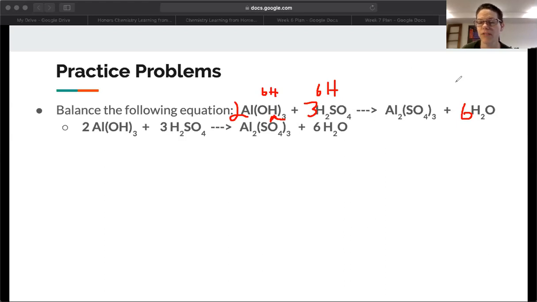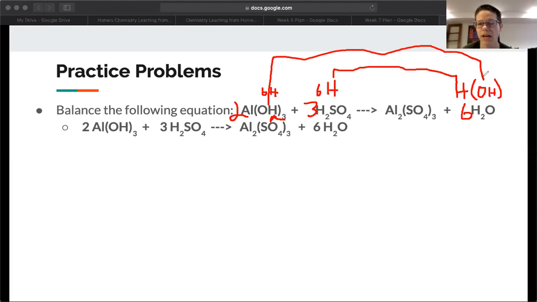The other way to think of that, remember, is since this is technically a neutralization reaction, you can look at this as HOH. And there you see the first H here is this H, so that's those connected. And then this is the OHs connected, and you can balance it that way. That works for neutralization reactions.